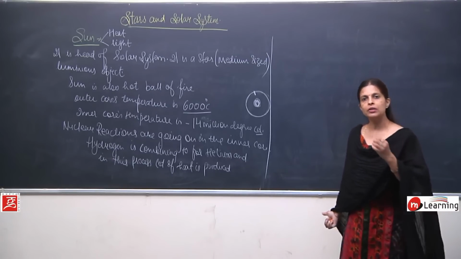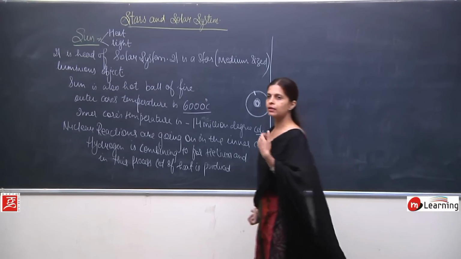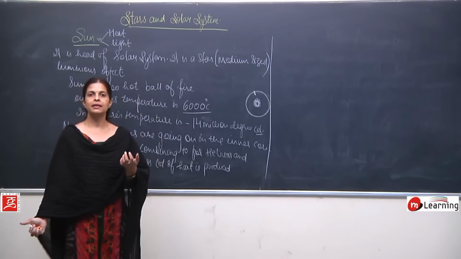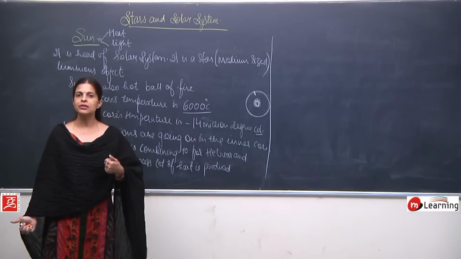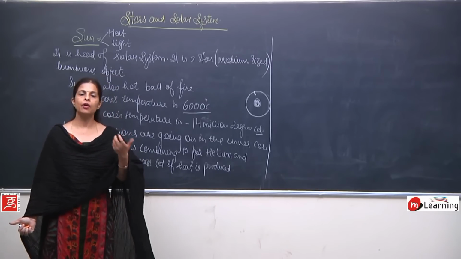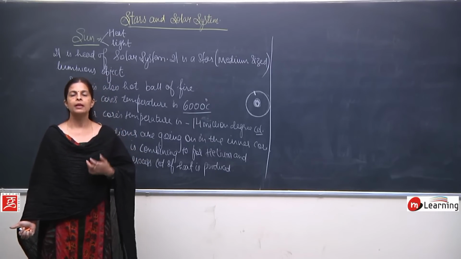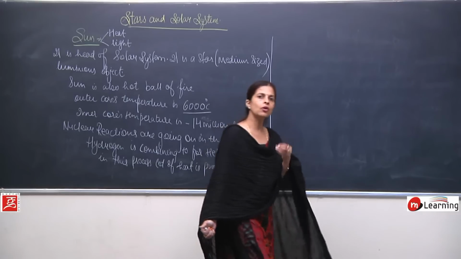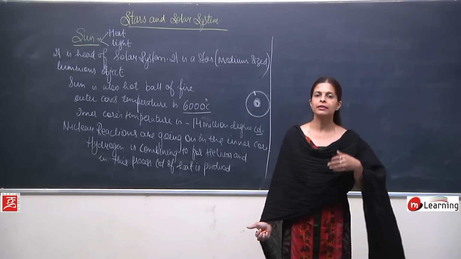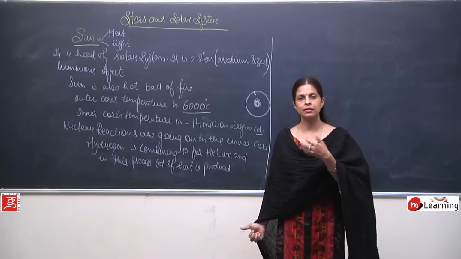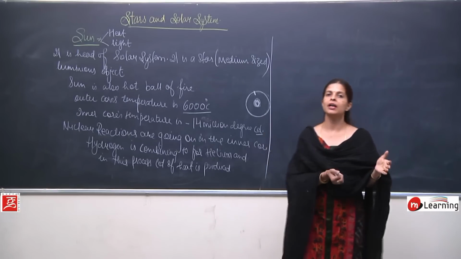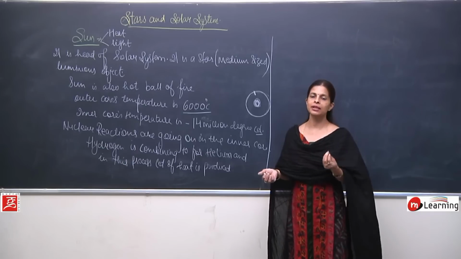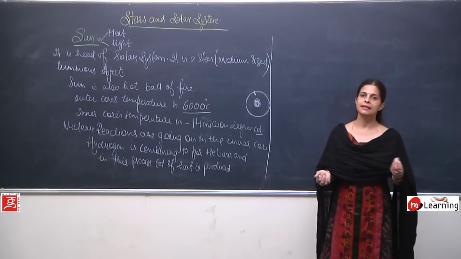Now actually nuclear fusion is taking place, and the hydrogen is combining to form helium. Due to these fusion reactions, nuclear reactions, a lot of heat is produced. When the hydrogen is combining to form helium, heat is produced, and this is the only heat which is coming out of the sun.